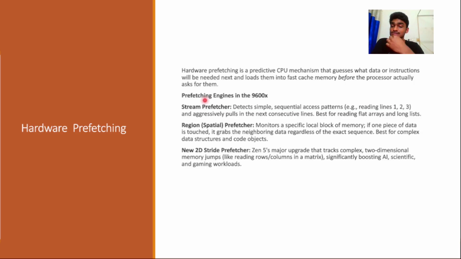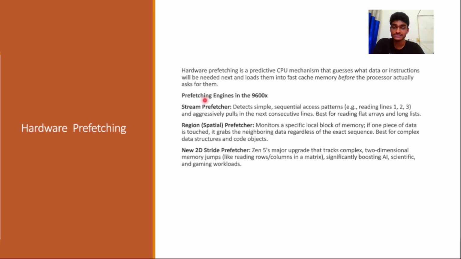The other methodology is the region prefetcher. The main idea of this is using the advantage of spatial locality. If one piece of data is touched now, there's a high chance that the surrounding data might be accessed in the future. And the next methodology is the stride prefetcher.